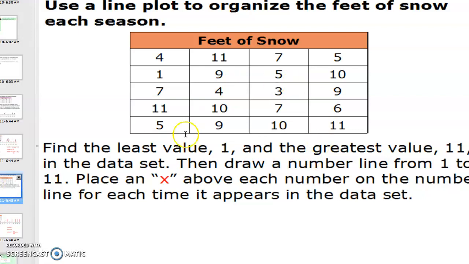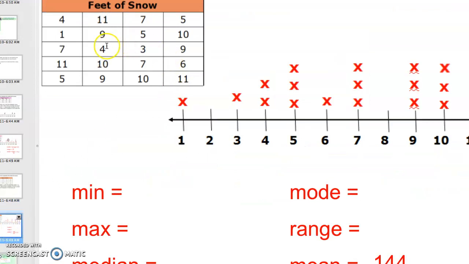So this says feet of snow. Clearly it's not this year because we did not have any snow this year. But this calculates the feet of snow each season typically. So if I were to graph this, this would be my line plot that I would graph.